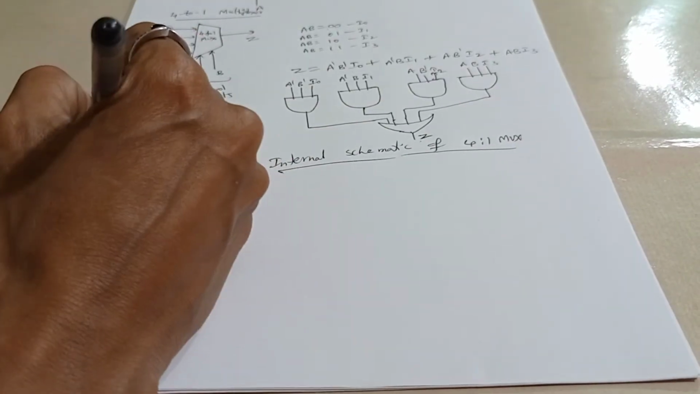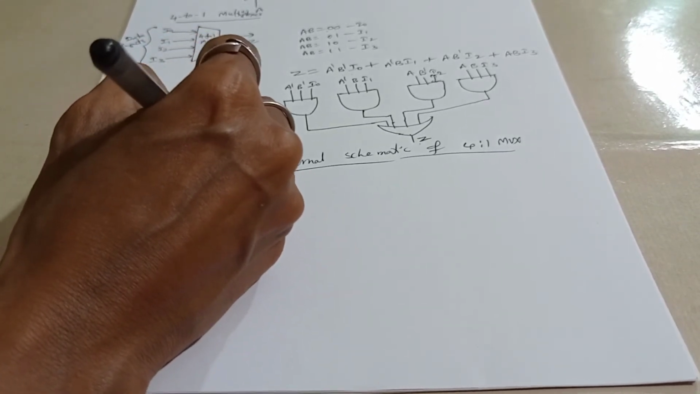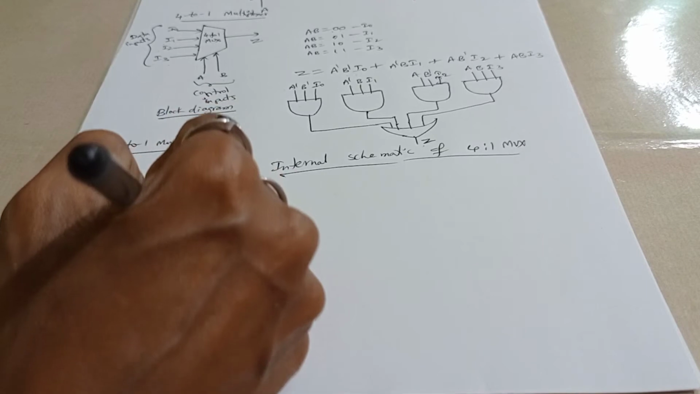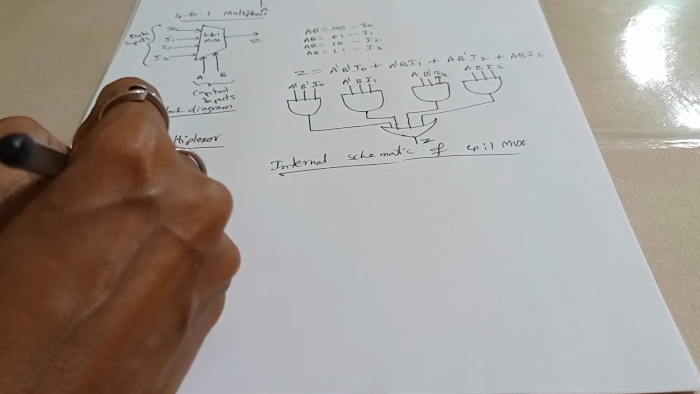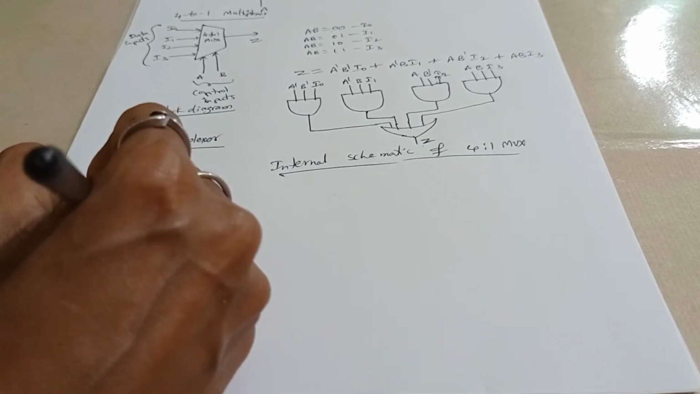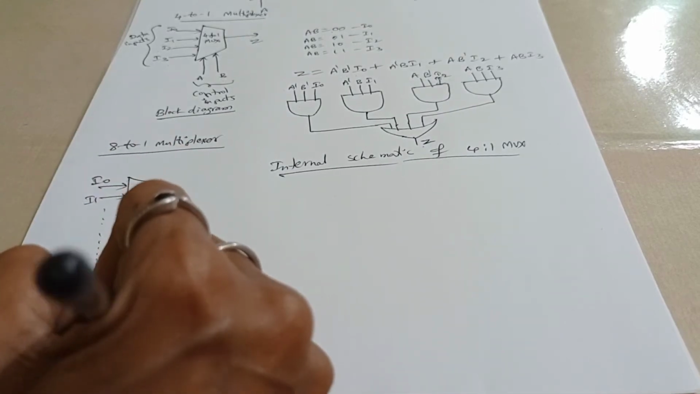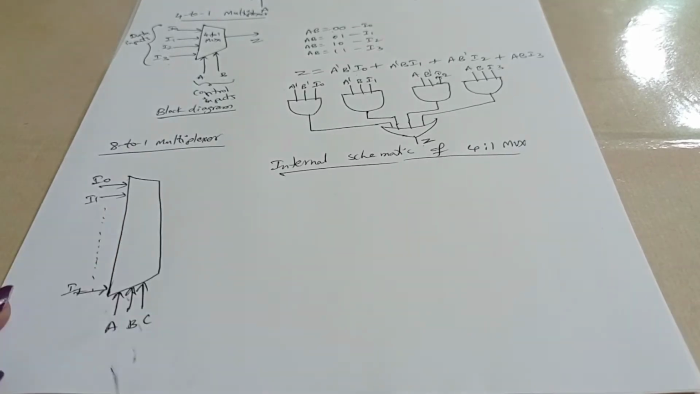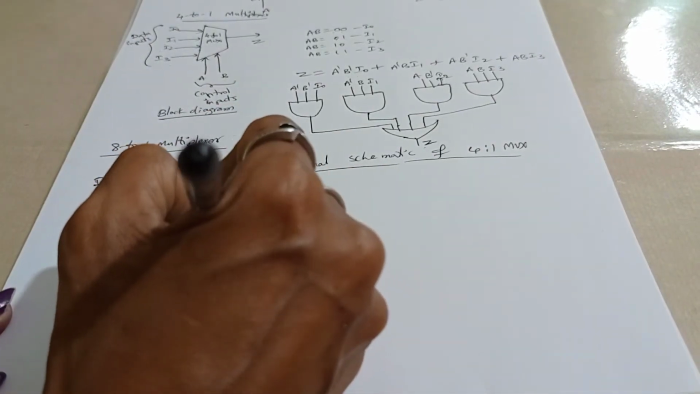Now we'll see 8:1 multiplexer. That is, for this 8 data inputs, that is from I0 to I7, I0, I1, I2, I3, I4, I5, I6, I7. These are the data inputs. So it will be having 3 control inputs, that is A, B, C, and output Z.